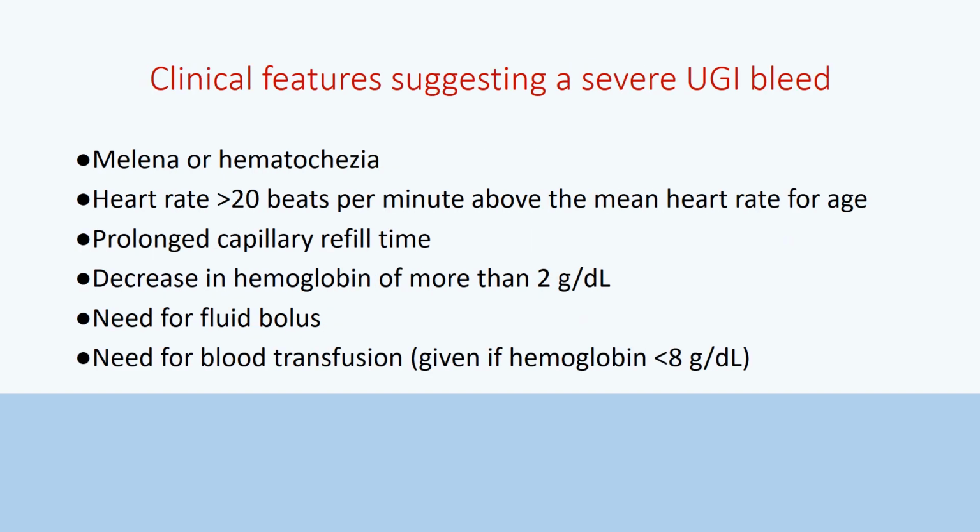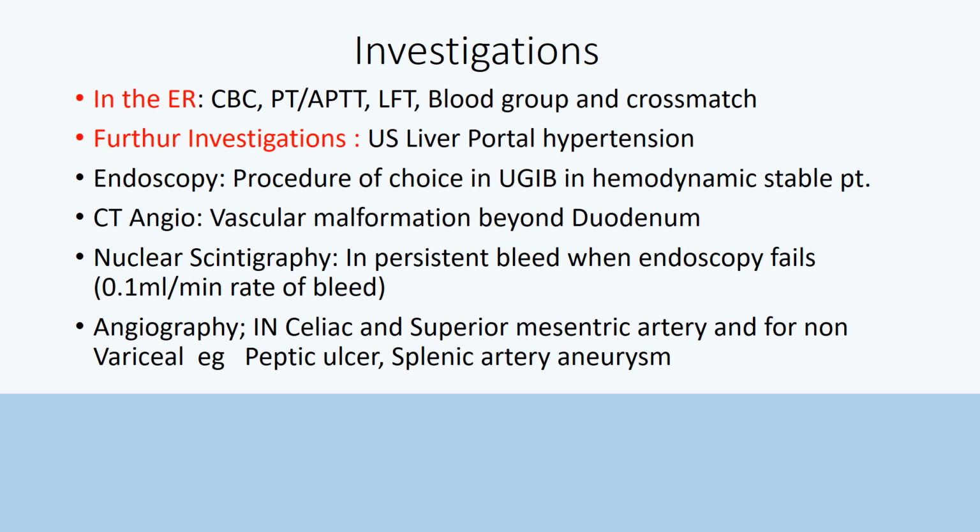Clinical features suggesting a severe upper GI bleed would be melena or hematochezia, heart rate more than 20 beats per minute above the mean for age, prolonged capillary refill time, decrease in hemoglobin concentration of more than 2 grams, need for IV fluid boluses, and need for blood transfusions.